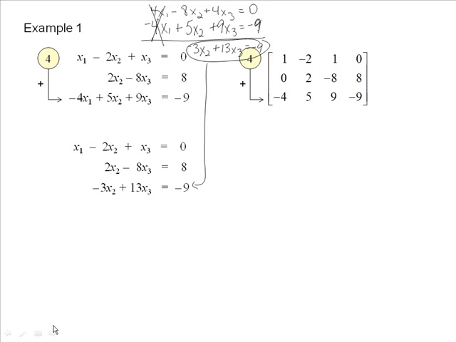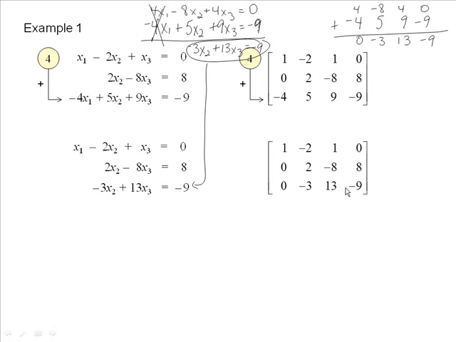I want to do the same thing with my matrix. I want to multiply the first row by 4 and add it to the last row. So we'll see what happens. The first row multiplied by 4 is 4, negative 8, 4, 0. And then my third row is negative 4, 5, 9, negative 9, and I want to add those two together. So when I do that, I get 0, negative 3, 13, and negative 9. And that replaces the third row of my matrix.